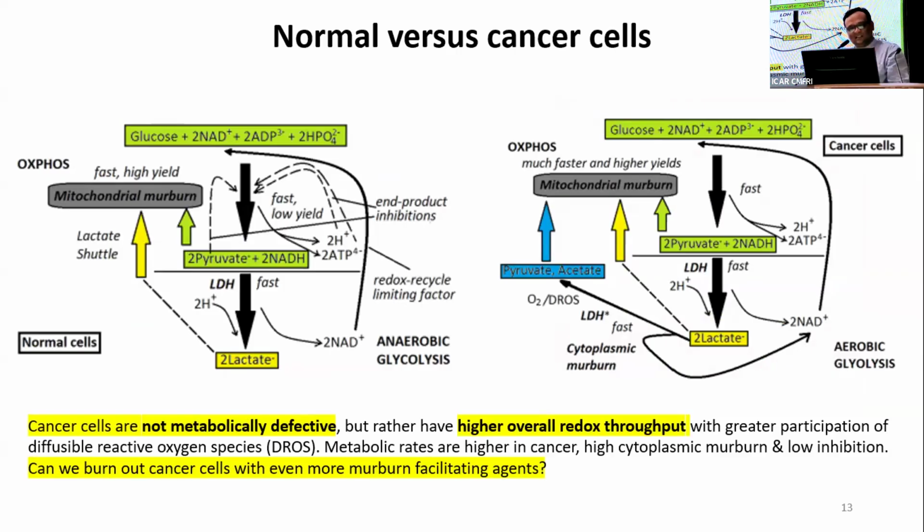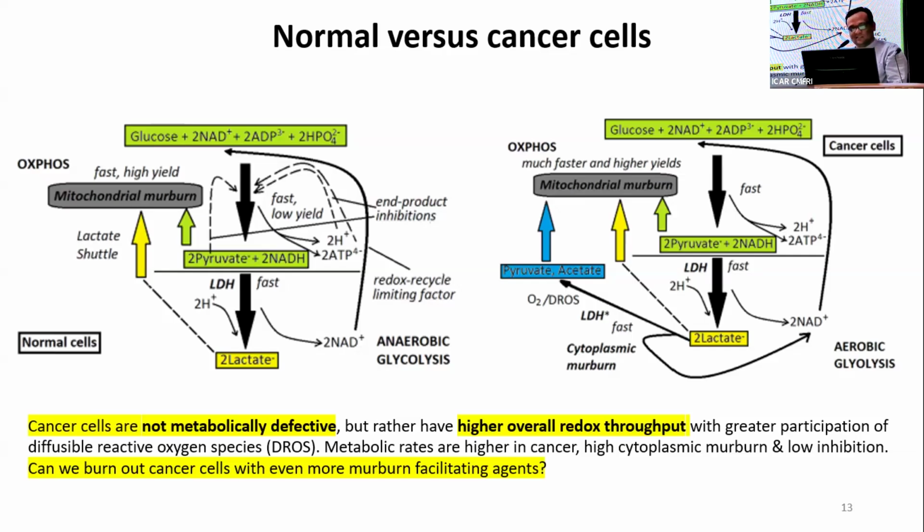Now you have certain things here where there can be some Murburn in the mitochondria. Lactate is made, but it can be utilized as a fuel because it is electron rich when compared to pyruvate. There are electrons going from NADH to make lactate, right? So compared to pyruvate, it is electron rich. But the problem is that redox recycling is limited because you also have end product inhibitions in the normal cells, which are not cancerous.